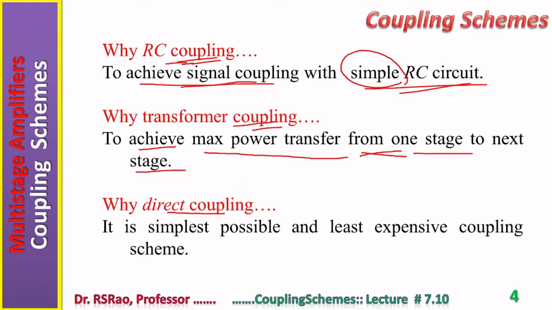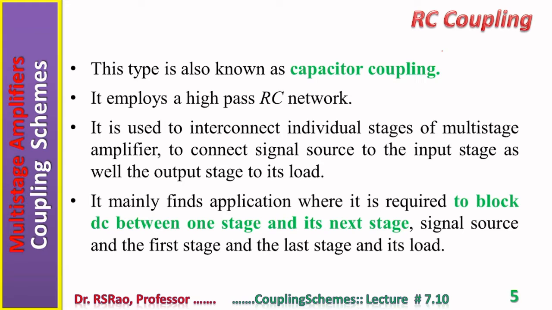By direct coupling, it is the simplest possible. Notice RC coupling is simple, direct coupling is the simplest, transformer coupling is the one which has the capacity to effect maximum power transfer from a previous stage to the next stage. Direct coupling is also least expensive. Now we undertake a detailed study of different coupling schemes.